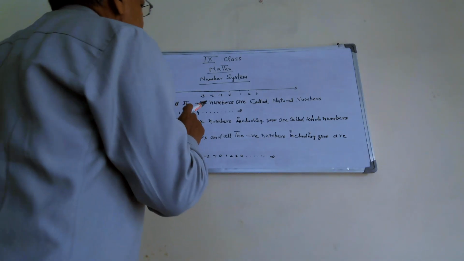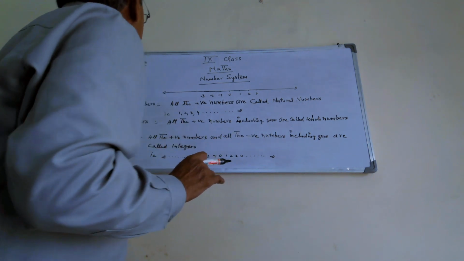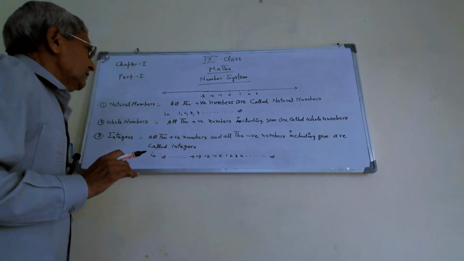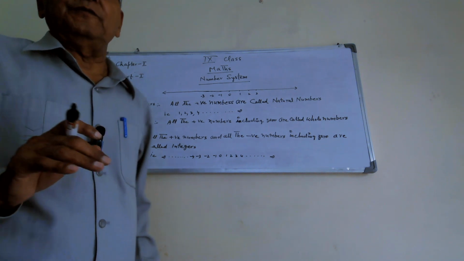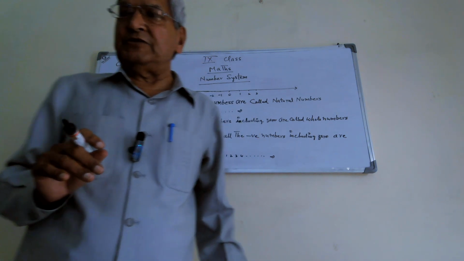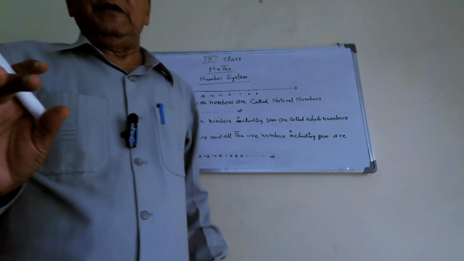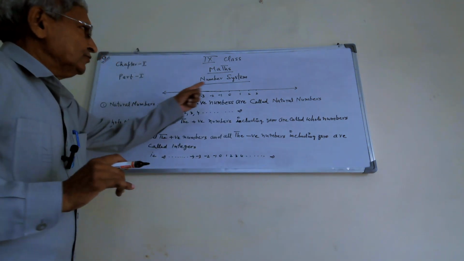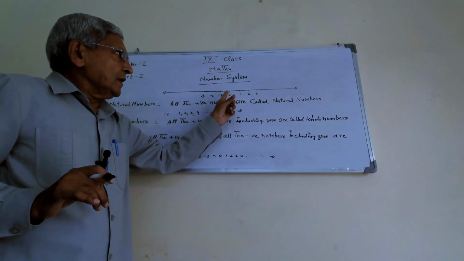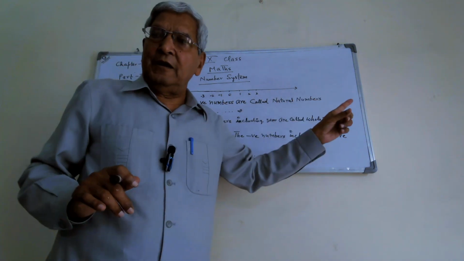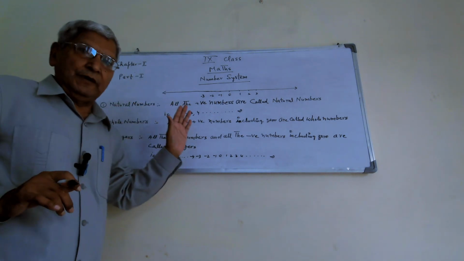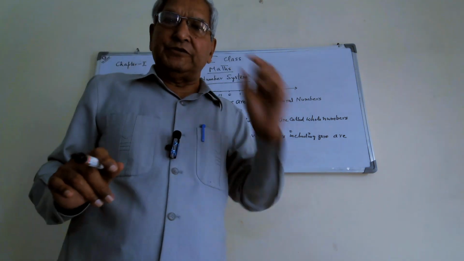9th class, Mathematics, Number System, Chapter 1, Part 1. All the numbers are very important for mathematics. So today I will explain all the numbers with the help of a number line. This is a number line on the board. In the center, 0, and all the positive numbers on the right hand side and all the negative numbers on the left hand side. Now one by one I will define all the numbers.